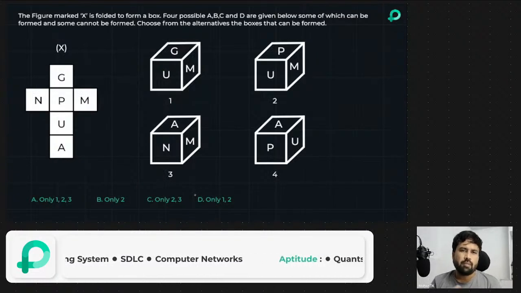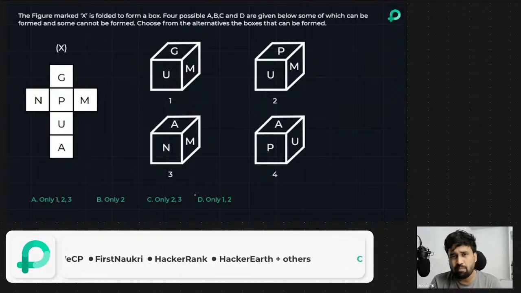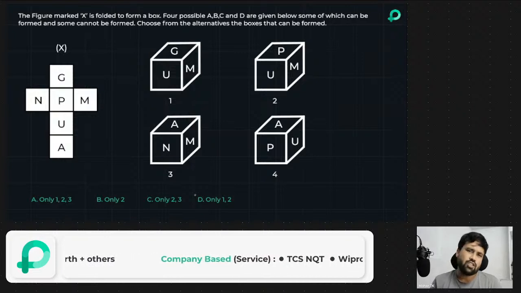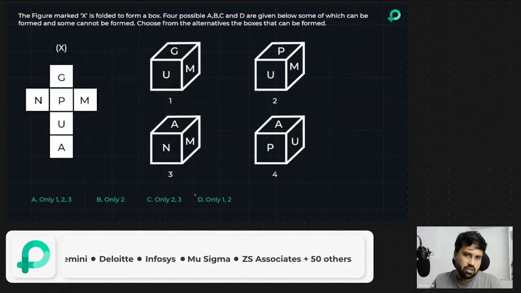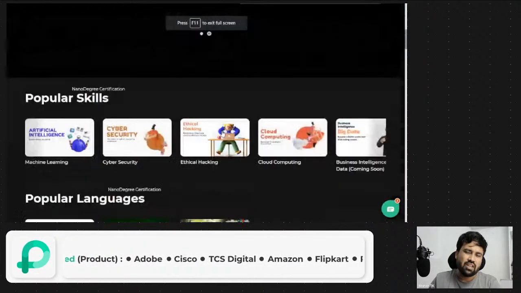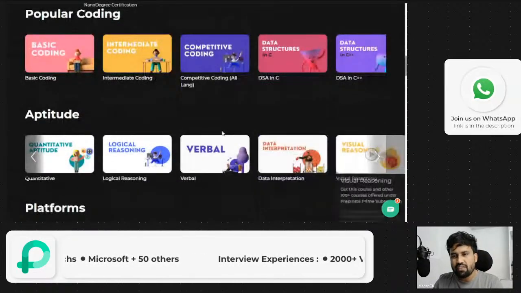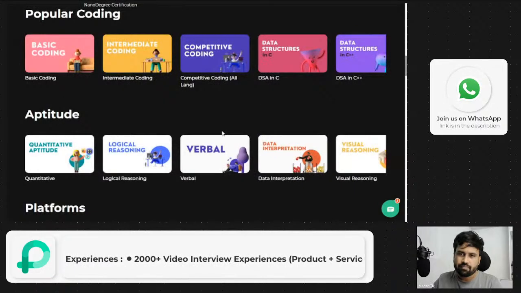It is a problem based on visual reasoning, which is figure and pattern analysis. And in some companies they also ask folding and unfolding of 2-dimensional and 3-dimensional figures. So whatever the name might be, the actual background originates from visual reasoning. And you know guys, we have separate courses for each and every type of this. For example, you can see the visual reasoning course here.